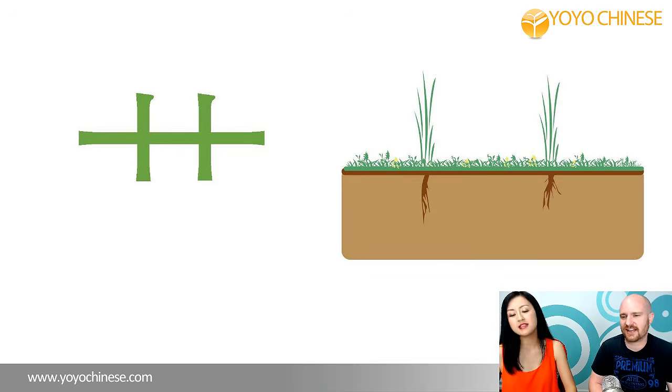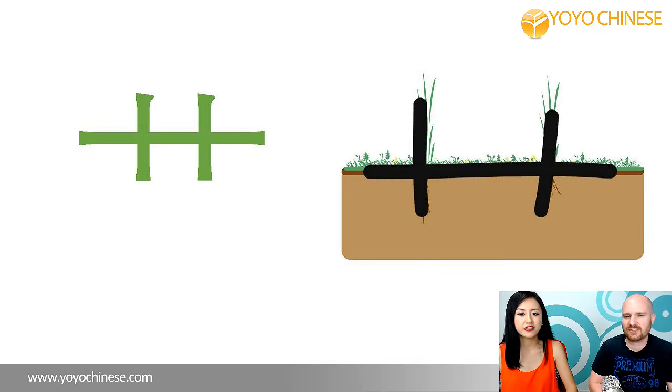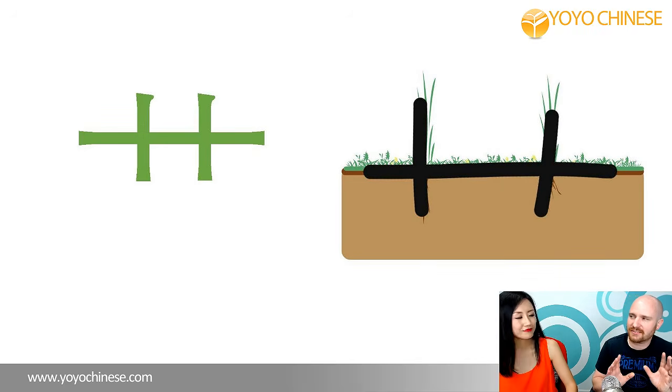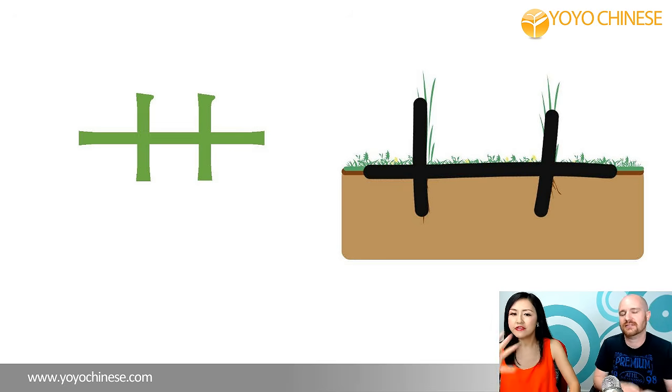Okay, so this is grass. Exactly. Nice. Yeah, so this is the radical. You can find this in all kinds of characters. And if it's in the character, you know it's got to have something to do with vegetables. Exactly. Right. So even if you don't understand the rest of the character.